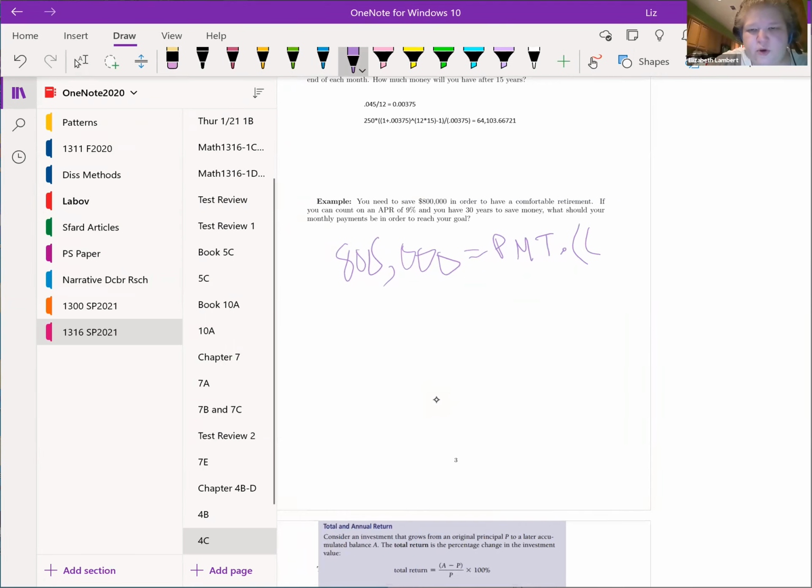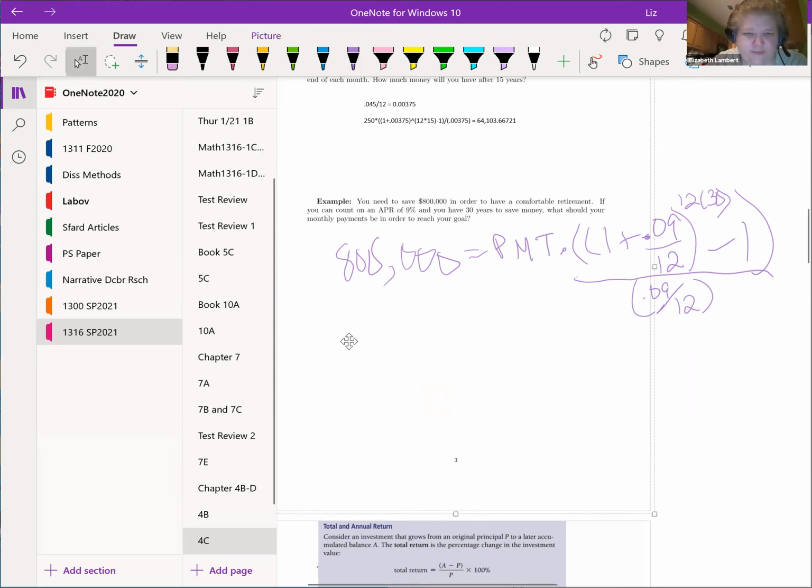And now the rest of it, we still fill in like normal. So our two opens, 1 plus 0.09 over 12. And this will be raised to the 12 times 30, which is going to be a whopping 360. Then minus the 1 all over the 0.09 over 12. All right, let's see what we get. So 0.09 divided by 12, 0.0075. I know 9/12 is 3/4, which is 0.75, so I was expecting something around there.